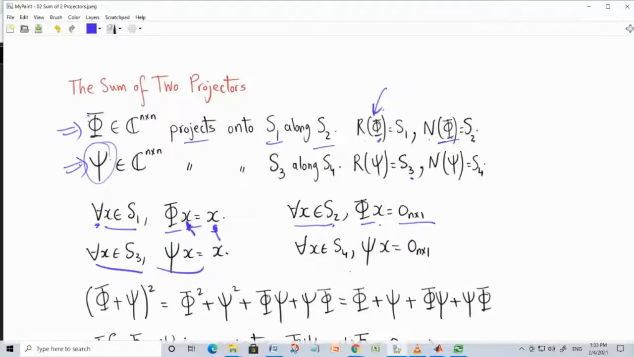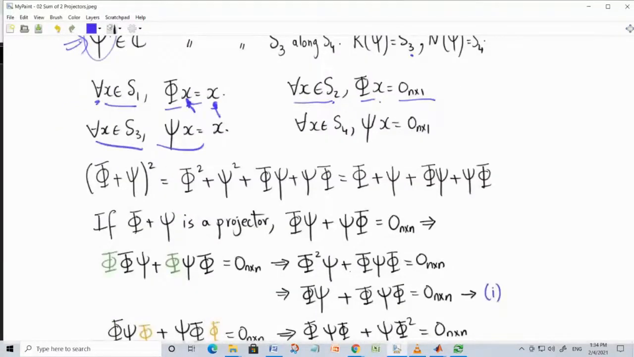Now, who is our friend here? Well, a matrix is a projector if and only if it is idempotent. So if you sum the two matrices, phi and psi, one way to investigate whether this sum itself is a projector or not is simply to take this sum and square it and check whether the square is equal to the sum itself. So that's basically the plan. Take (phi plus psi) squared.